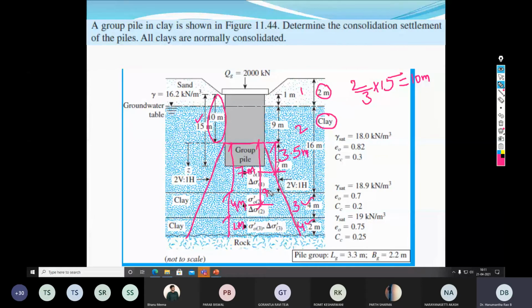9 meter. And for layer number 3, that is from the location of the fictitious footing to the middle of layer number 3, this is 7 plus 4, that is 11, 11 plus 1, 12. So total 12 meter.